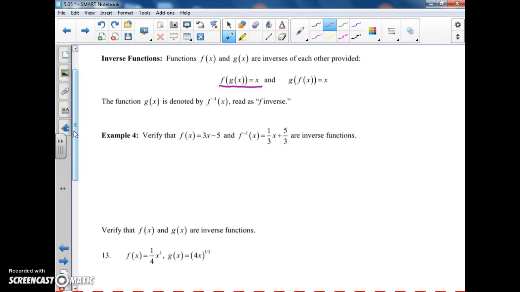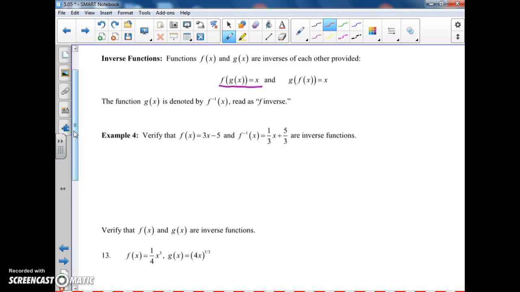All right, so here's what you're being taught. In order to prove that these two things are inverses, you have to do f of g of x and show it equals x. Then you have to do g of f of x and show it equals x. So look what they're giving you for the problem. F of x equals 3x minus 5, and f inverse of x, which they're claiming is the inverse, is 1/3 x plus 5/3. Now they're asking you, show me that those are inverses.